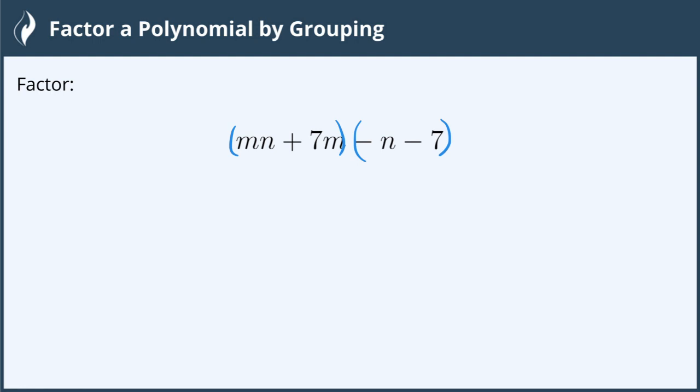For our first term, it looks like the only common factor we have is m. And so let's pull it out to the beginning and we're left with n plus, and the m cancels here, so we have a 7.